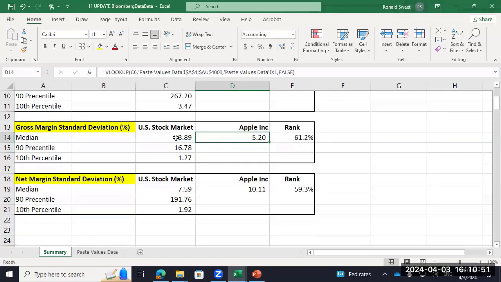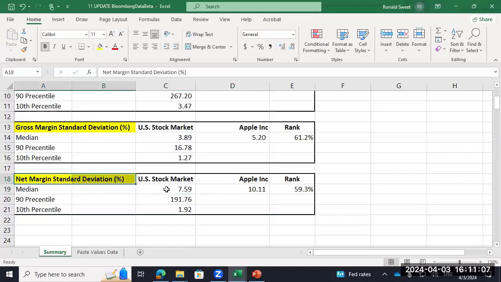Their gross margins are more volatile than the gross margins of the S&P 500, which implies more operational leverage than a typical firm. On their net margin, they're much more volatile than a typical stock. They're at 10%, and the typical stock's standard deviation of net margin is 7.59. What exactly does the standard deviation of the gross margin mean?